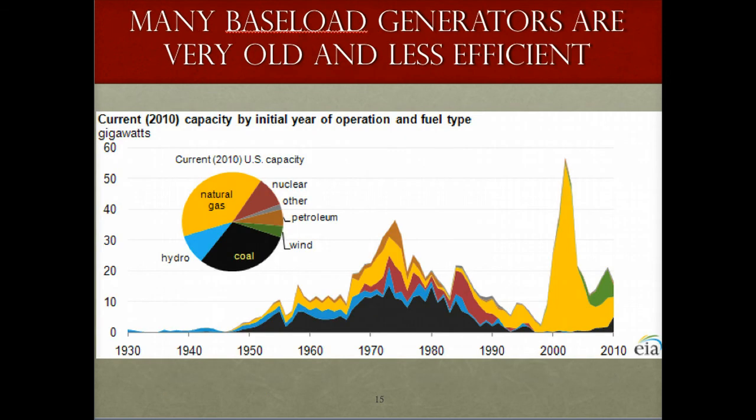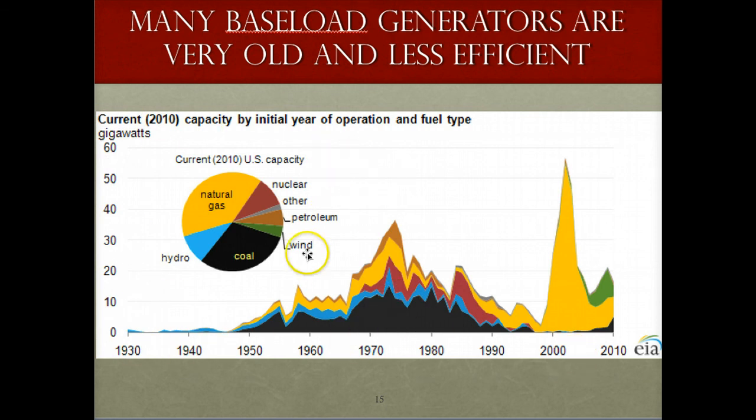As mentioned in the previous slide, many of our baseload generators are very old and less efficient than new state-of-the-art power plants. This graph shows the generation capacity, i.e. the power plants, that are currently operating in the United States as of 2010 by size in gigawatts, by initial year of operation, and by fuel type.